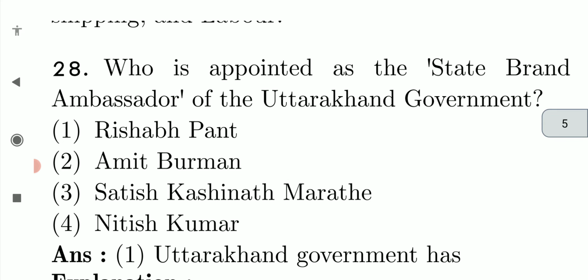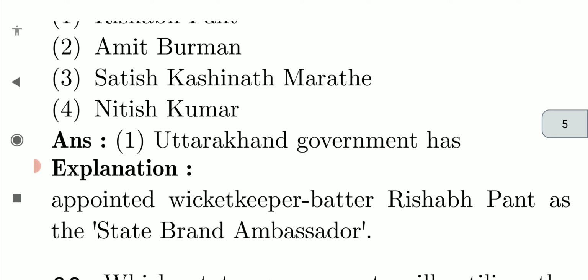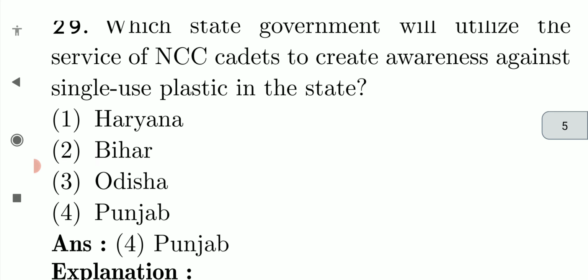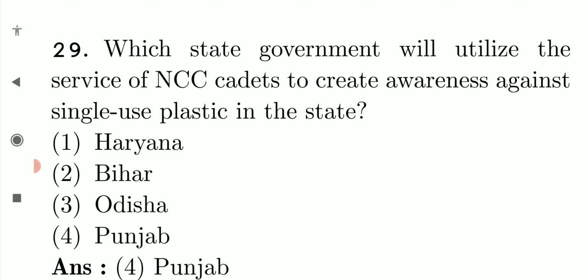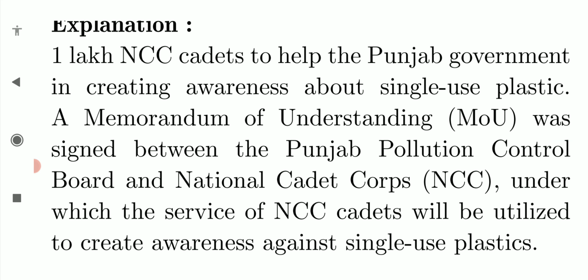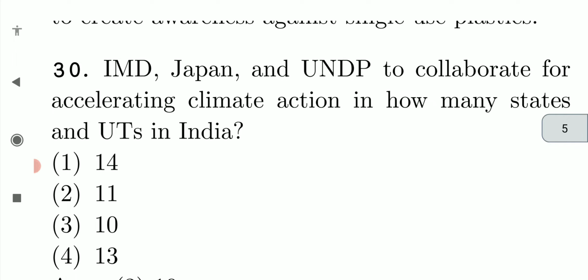Who is appointed as the state brand ambassador of Uttarakhand government? Rishabh Pant. Okay, Rishabh Pant is appointed as the state brand ambassador of the Uttarakhand government. Which state government will utilize the service of NCC cadets to create awareness about single-use plastic in the state? It is Punjab. Okay, 1 lakh NCC cadets will help the Punjab government in creating awareness about single-use plastic. A memorandum of understanding was signed between the Punjab Pollution Control Board and National Cadet Corps, under which the service of NCC cadets will be utilized to create awareness about single-use plastic.